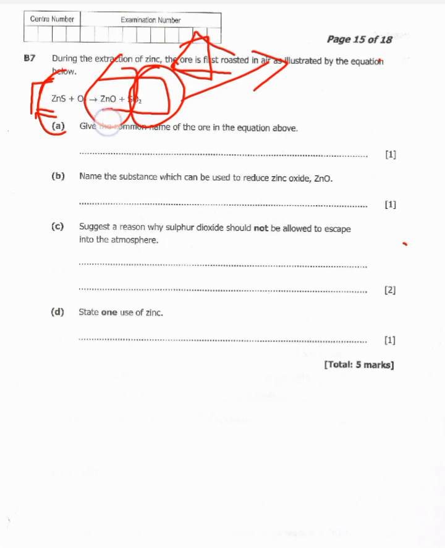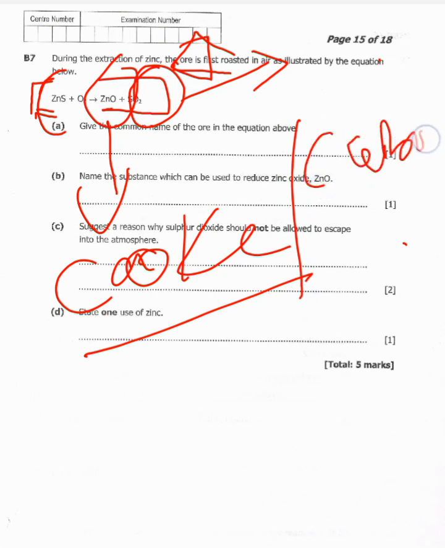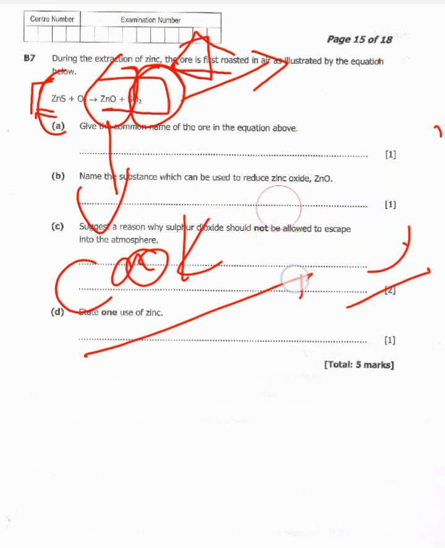Then we have the zinc oxide, which will go further in the reaction to react with coke. When we're talking about coke, what should come to mind is carbon. The carbon is the one that is going to reduce this zinc oxide to the zinc that is needed, so that it can go further for purification through the process of electrolysis.